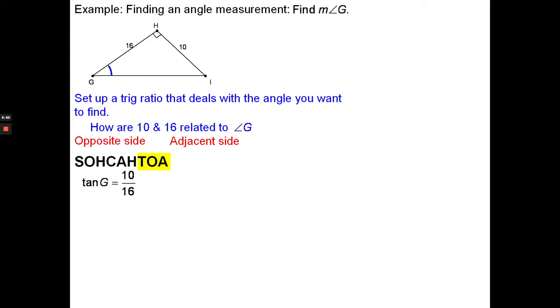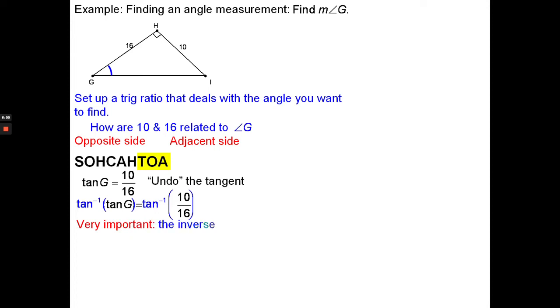Okay. To undo tangent, remember it's inverse tangent. So we're going to use our inverse, but it's really important: the inverse goes in front. We never write the inverse after. Okay. So now, in order to do this, we need to divide out our fraction.